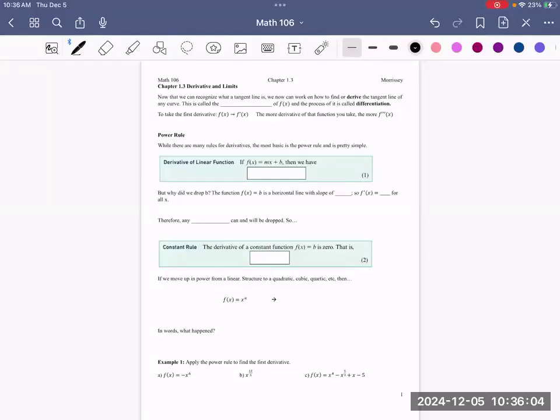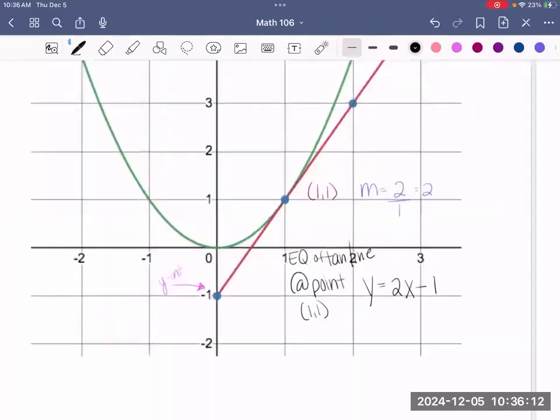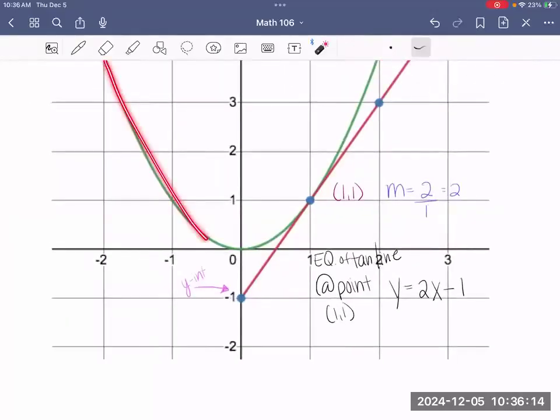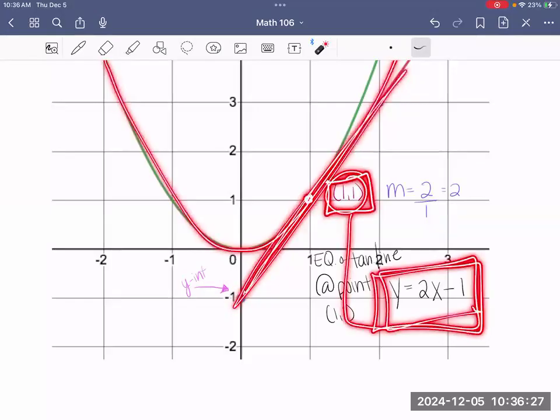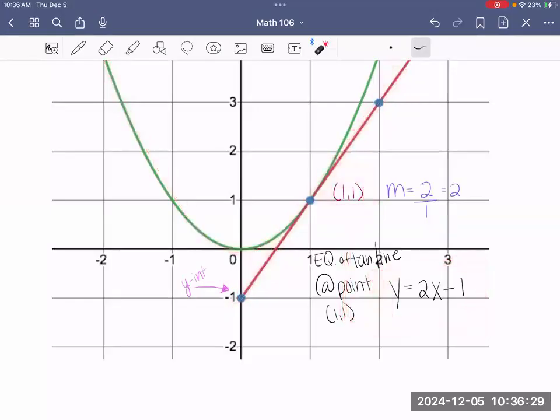Welcome to Math 106, Chapter 1.3, where we talk about derivatives and limits. Now that we can recognize what a tangent line is, which to recap, a tangent line is where on a particular point, so one particular point on your function, we are trying to find that slope. Therefore, once we have your slope and your point, we can figure out what the tangent line is in itself. That would be the line in red.